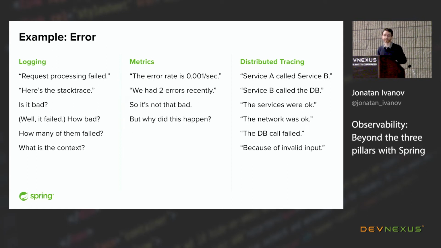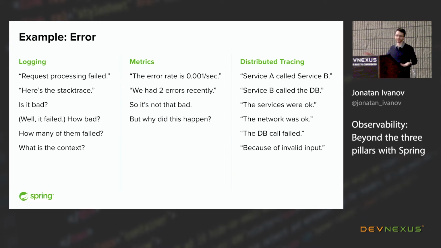Another example can be when you get an error. Your logging can look like, hey, request processing failed. Here is your stack trace in your face. But was this bad? Yeah, it failed. So it's definitely not good. But how many of them failed?